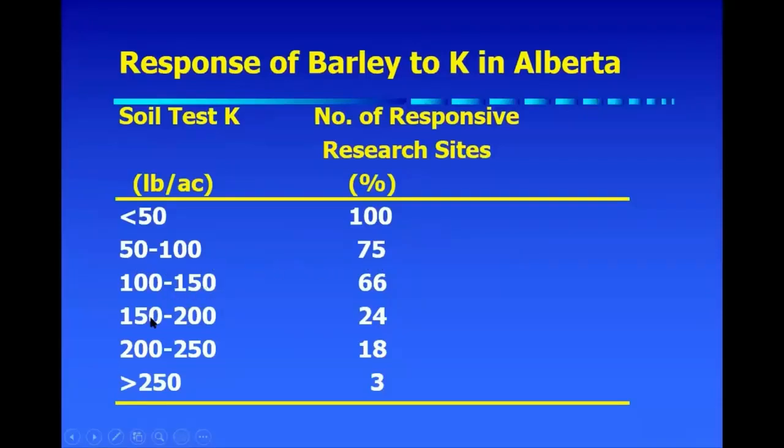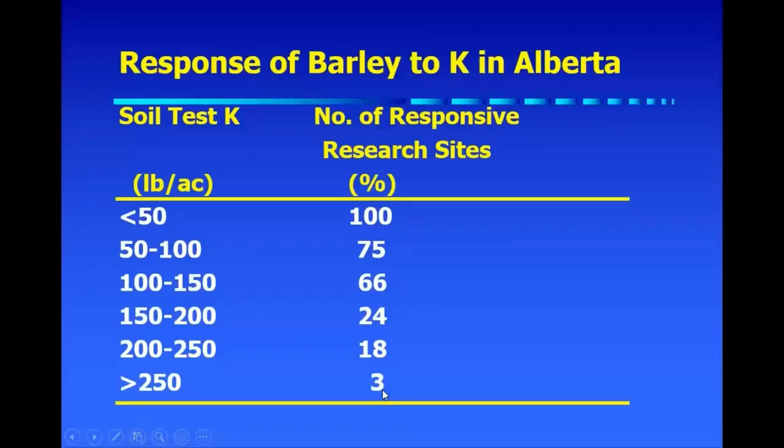As you can see, as our soil test levels increase, for example, when soil test levels are between 200 and 250, only 18% of our research sites responded to potassium. Then once we're over 250, only 3% of all research sites over 40 years responded to potassium. So that's really why we use that 250 cutoff. Once you're over that, probably not really necessary, but if you want to put on a maintenance application, that's fine. But I thought I'd just show you that, just to kind of put things in perspective for you.